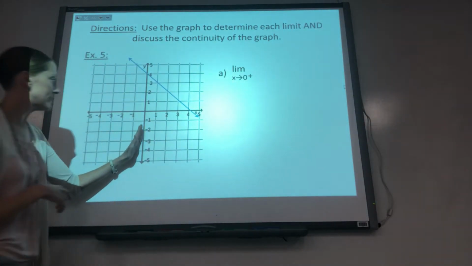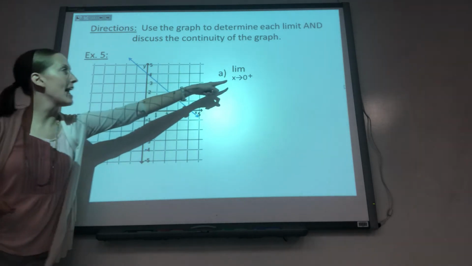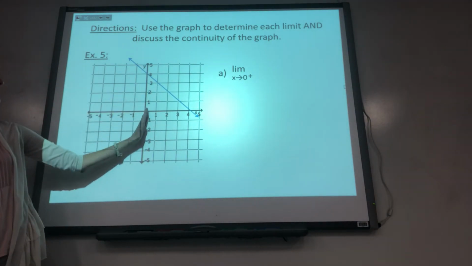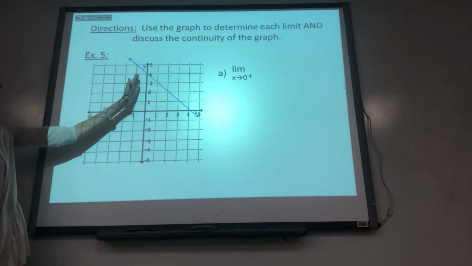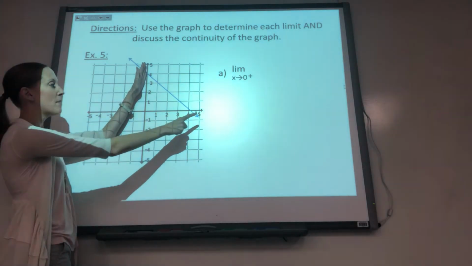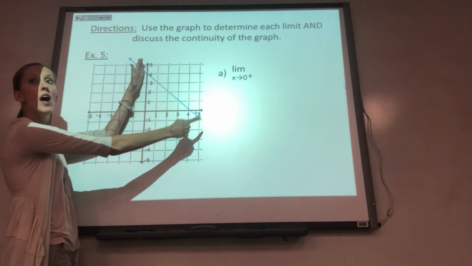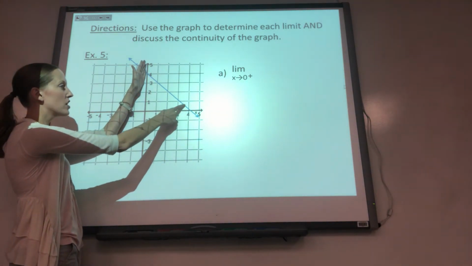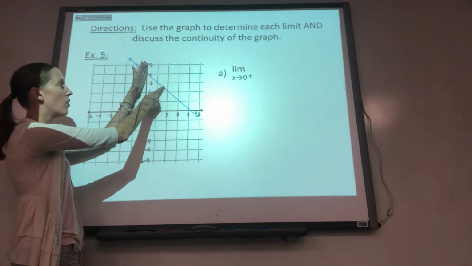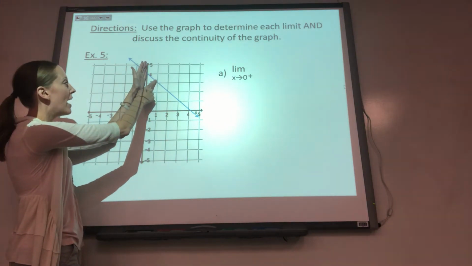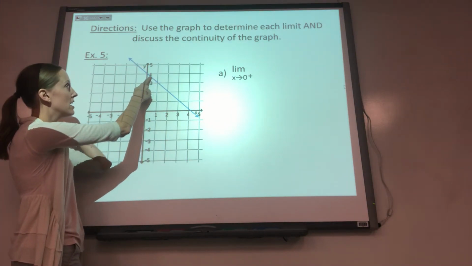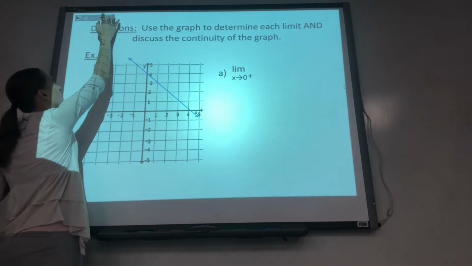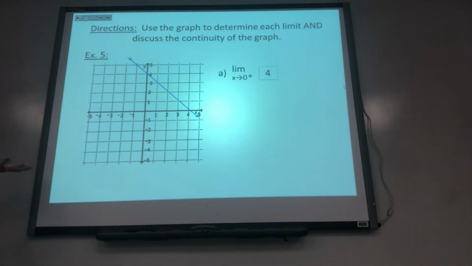So this is where x is 0. That's the x value that I'm approaching, but I'm only coming in towards 0 from the right. So as you get closer and closer to where x is 0 from the right, what y value are you approaching? 4. So my answer for part A would be 4.